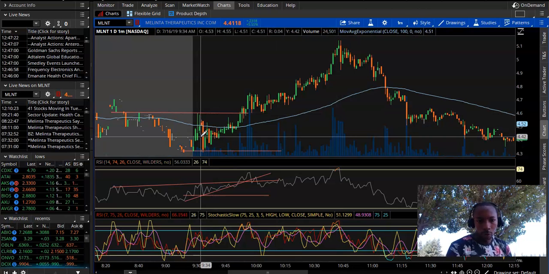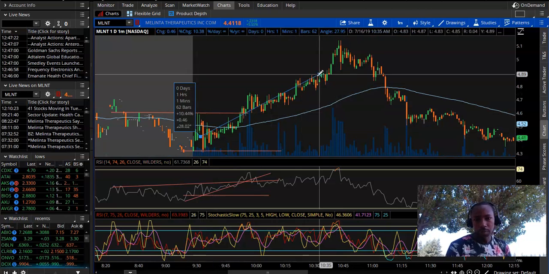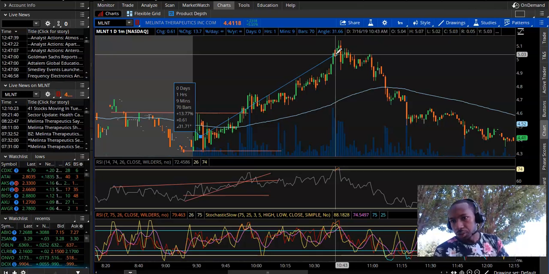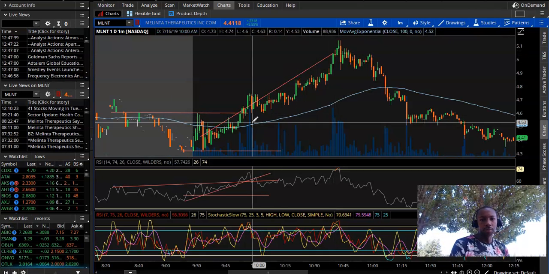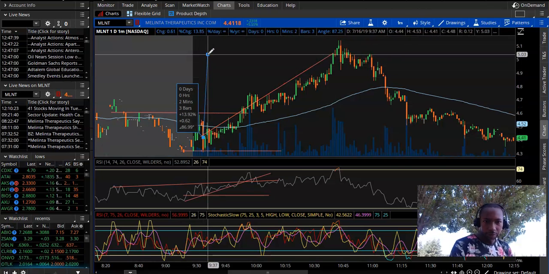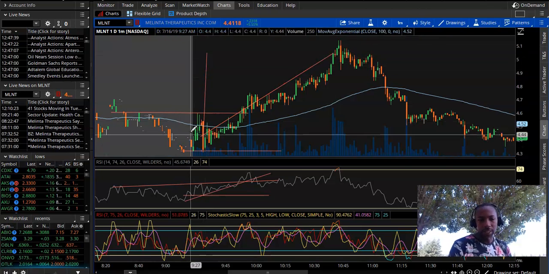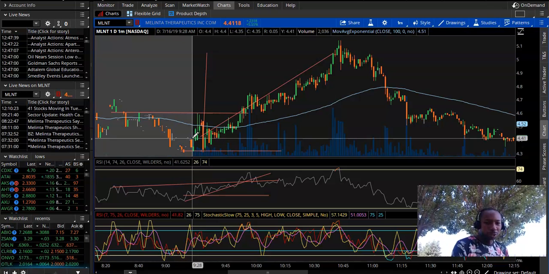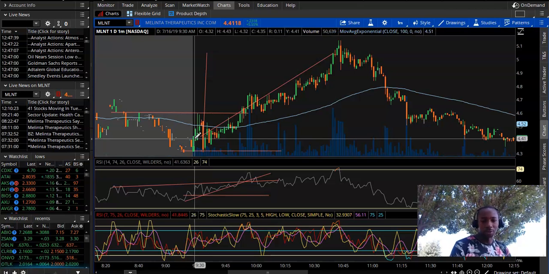I would have gone from 442 all the way up to at least $5.60. I missed out on 60 cents, a 15% trade. How happy would you guys have been if you would have made 15% on your money today? I know I would have been.